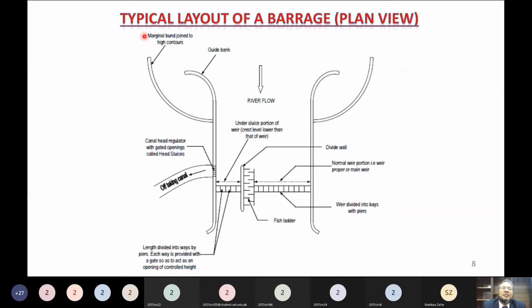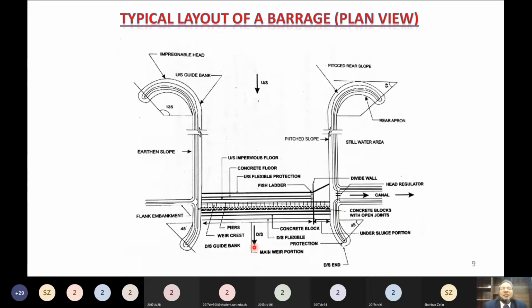Again, this would be the right or left marginal bund? Right one. It's the right marginal bund, and this is the left marginal bund. And this is the fish ladder. And here is one wall which is called the divide wall. So these are some parts visible here, and this is again one detailed layout of a barrage.